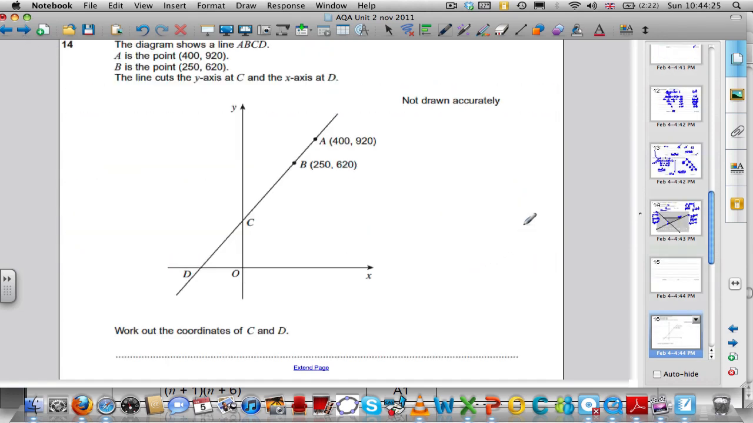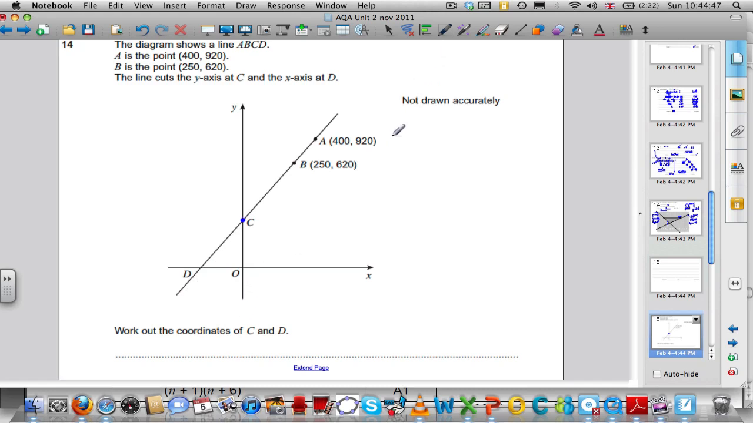Okay, question 14. The diagram shows the line A, B, C, and D. The point A is 400, 920. The point B is 250, 620. The line cuts the y-axis at C and the x-axis at D. Work out the coordinates of C and D.